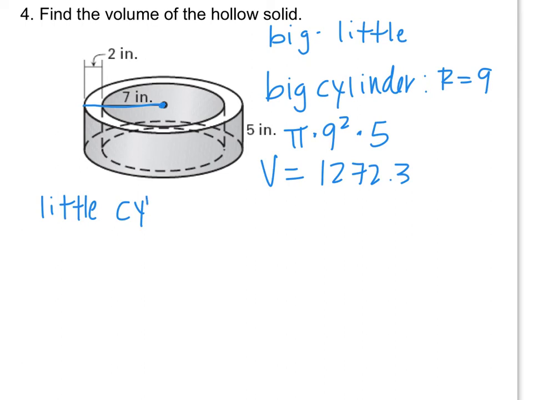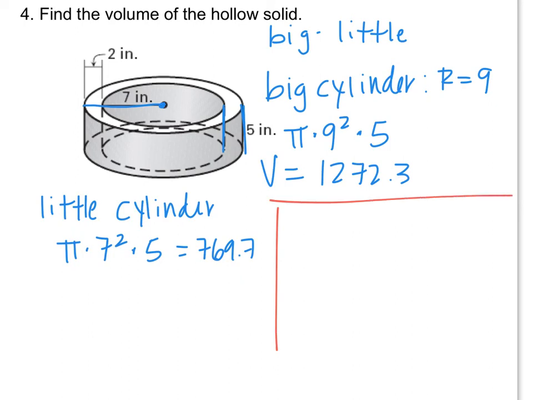Our little cylinder, which is still pretty big, but just smaller. Same formula, pi times the radius squared times the height, and the height of both cylinders is this 5 on the edge. So this one we get 769.7.